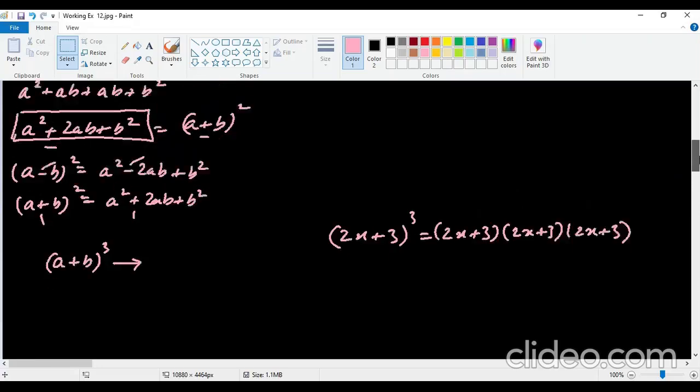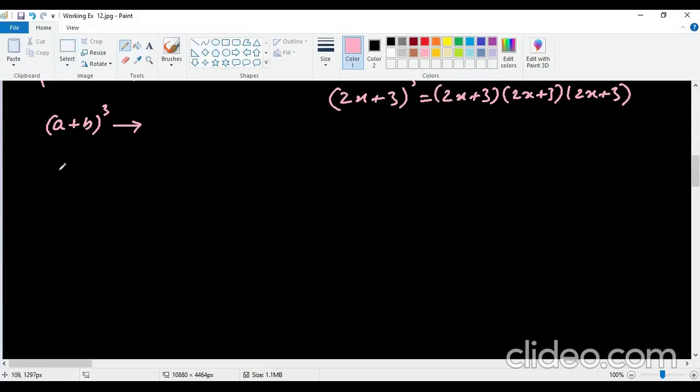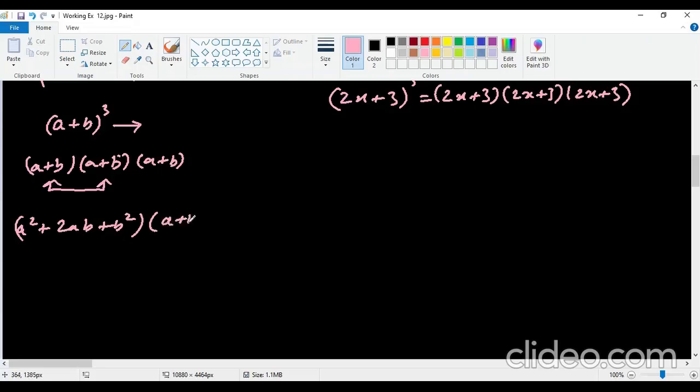Now for this, we know very well that when a plus b times a plus b is multiplied by a plus b, it should give you this. So we know that we are done with this. We know the answer for this one is going to be a plus b whole square, and it's going to be multiplied by a plus b. And now a is going to be multiplied by a square plus 2ab plus b square, and again plus b is going to be multiplied once again with a square plus 2ab plus b square.